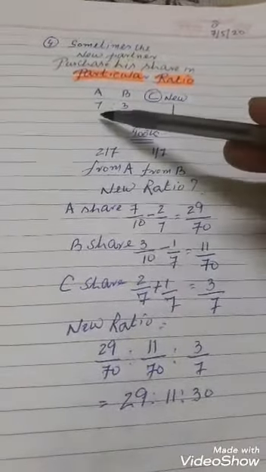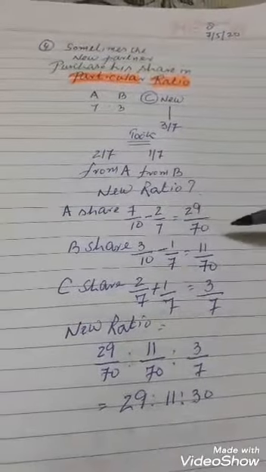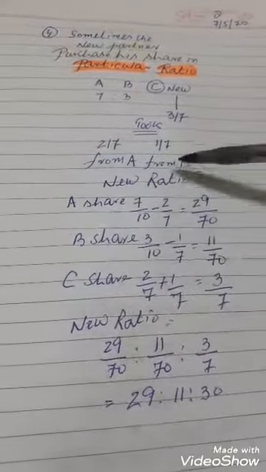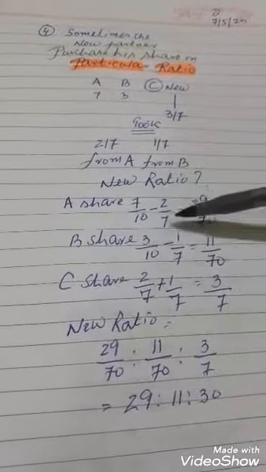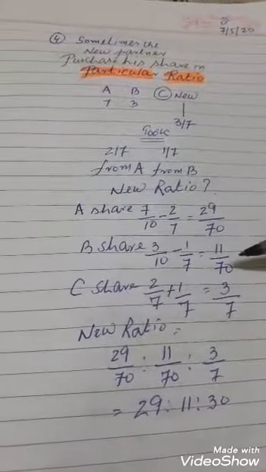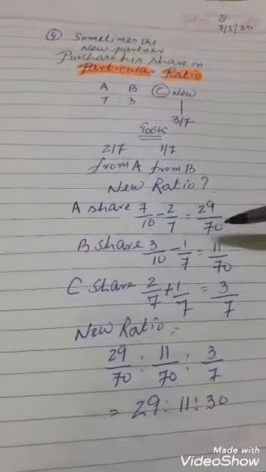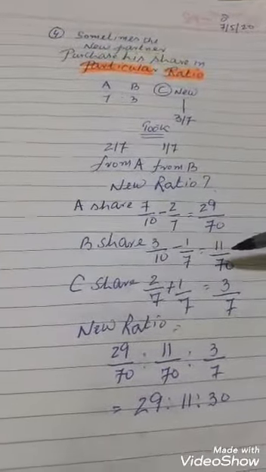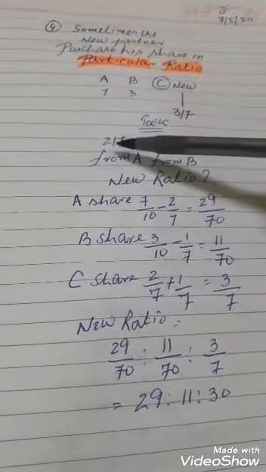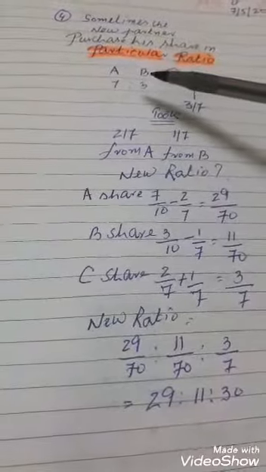A's share is 7/10 minus sacrifice of 2/7, equal to 29/70. B's share is 3/10 minus sacrifice of 1/7, B's new share is 11/70. After sacrificing, A's share is 29/70, B's share is 11/70, and 2/7 and 1/7 are taken by C from A and B.